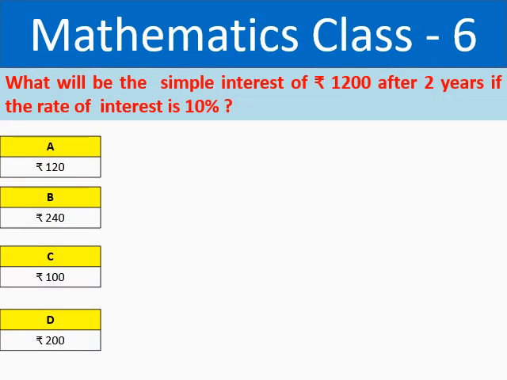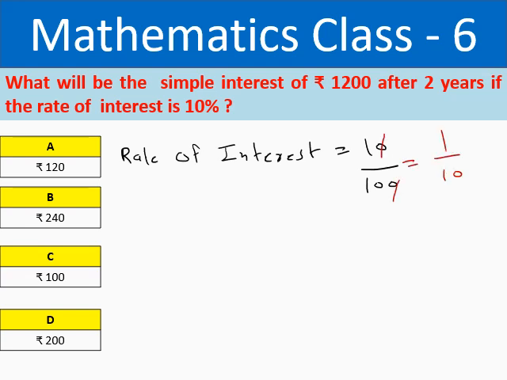What will be the simple interest of 1200 after 2 years if the rate of interest is 10%? So we can write rate of interest is equal to 10 by 100. If we simplify this, we'll get 1 by 10.